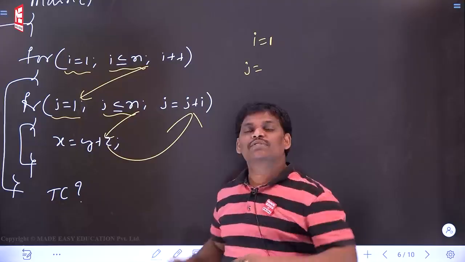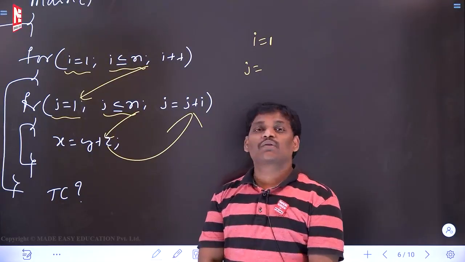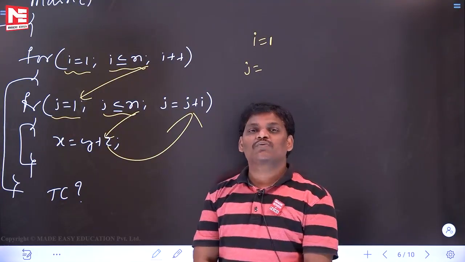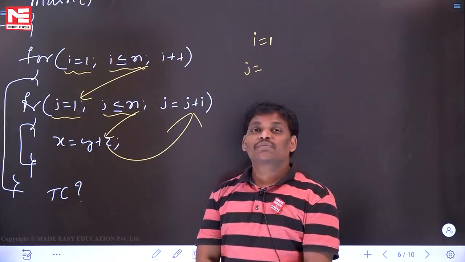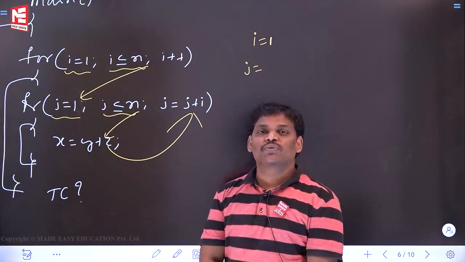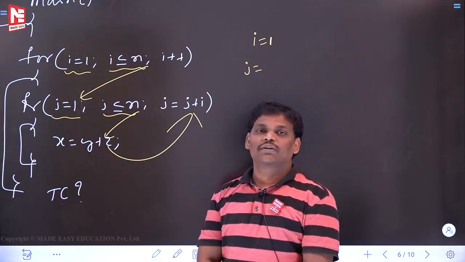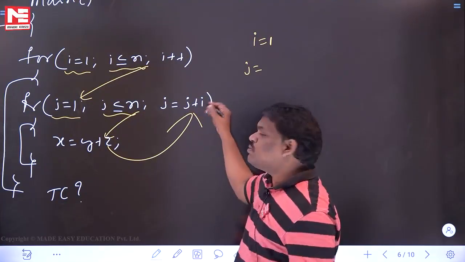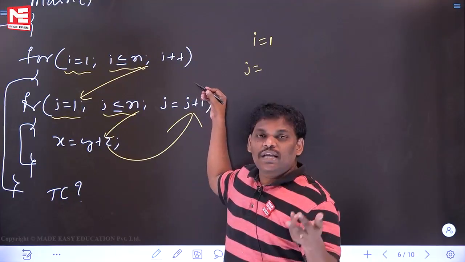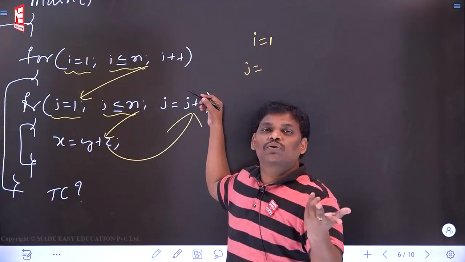You only say if j is always incrementing by plus 1, then what is the answer? Every time 1 plus 1 plus 1 plus 1, n by 1. If j is always incrementing by plus 2, then n by 2. If j is always incrementing by plus 3, then n by 3. You know very well, right? Always plus 1, n by 1 time. Always plus 2, n by 2.